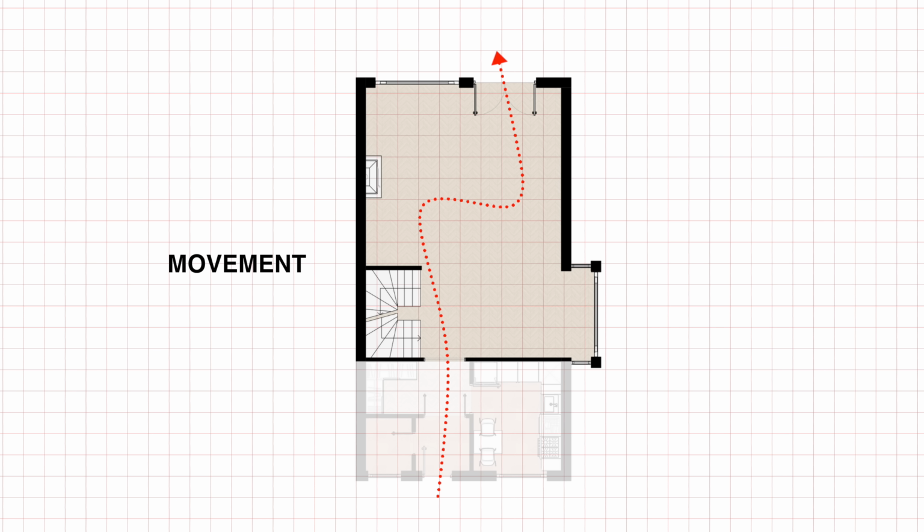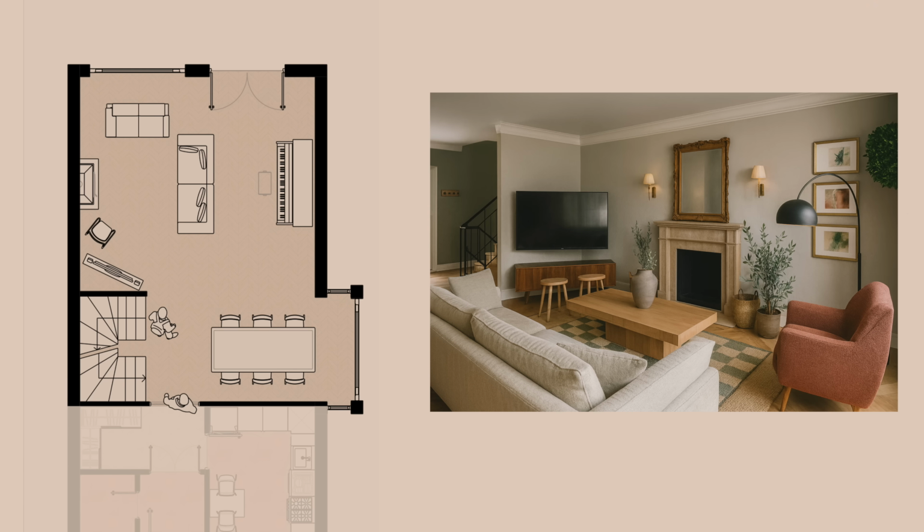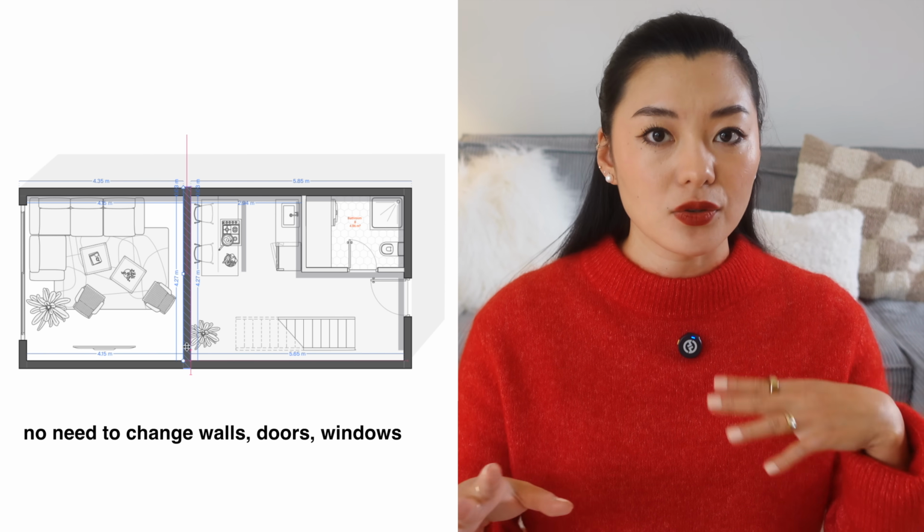We're going to cover movement paths, zones, symmetry, sightlines and more. And I'm going to show all this information using floor plans and pictures so you can see exactly what I mean, and hopefully you can use the same logic and apply it to your space. And everything that I cover doesn't require you to change walls or doors or windows, etc. So it's even renter friendly.